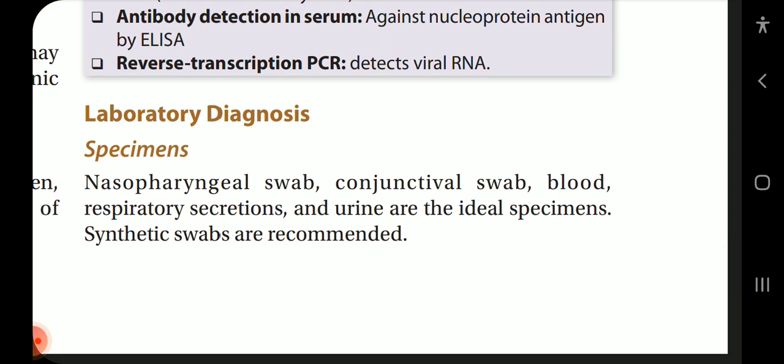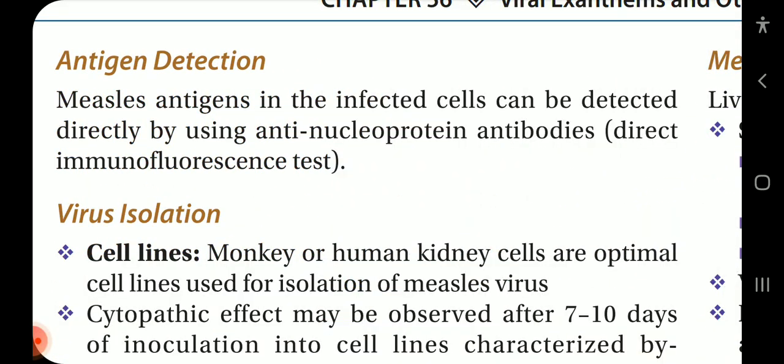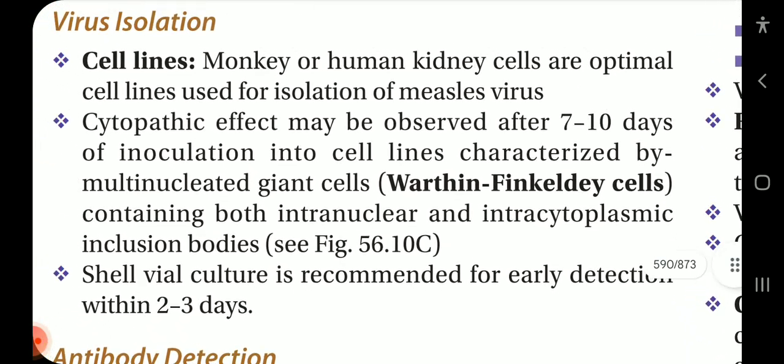Lab diagnosis specimen. Nasopharyngeal swab, conjunctival swab, blood, respiratory secretions, and urine are the ideal specimens. Synthetic swabs are recommended. Antigen detection: measles antigen in the infected cells can be detected directly by using anti-nucleoprotein antibodies in an immunofluorescence test. Virus isolation.